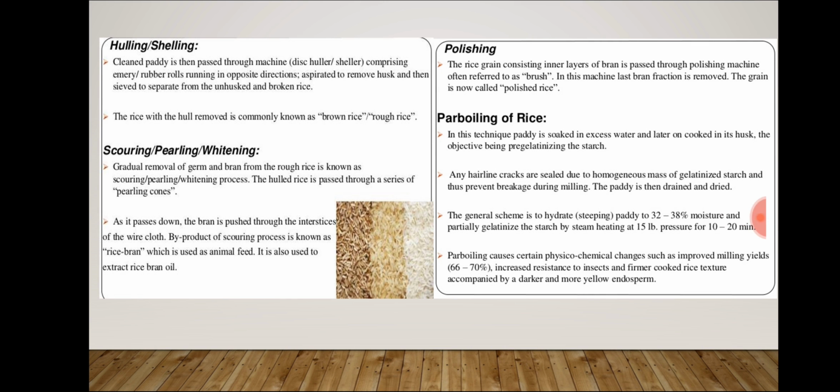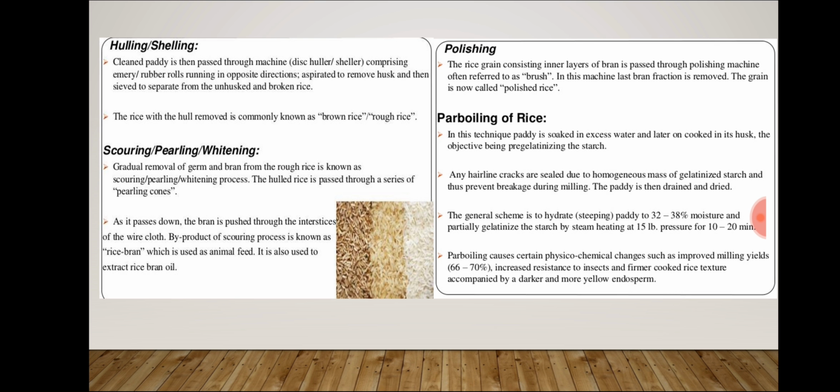Polishing. The rice grain with the inner layer of bran is passed through the polishing machine, often referred to as the brush. In this machine, the last bran fraction is removed. The grain is called polished rice.